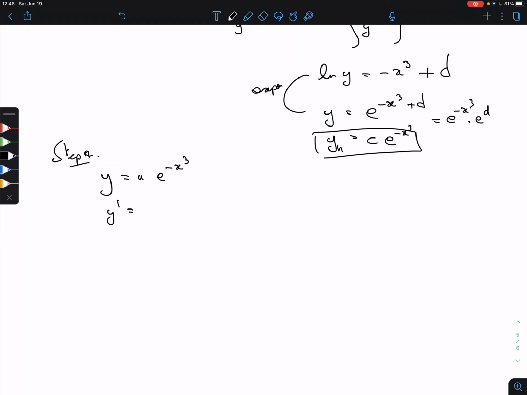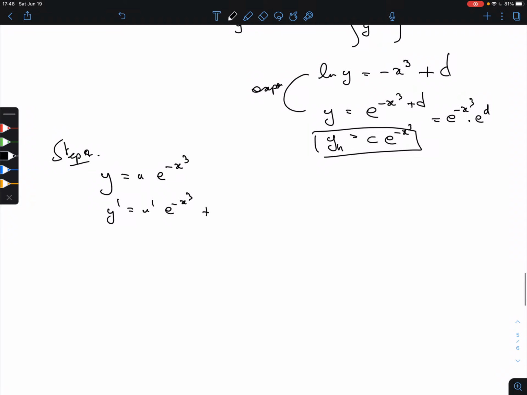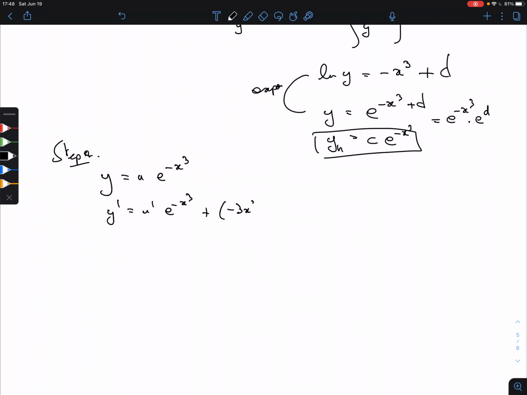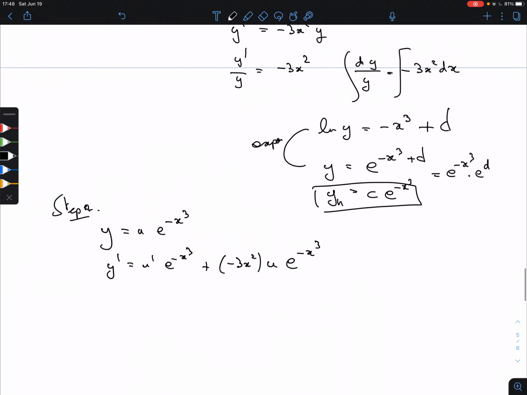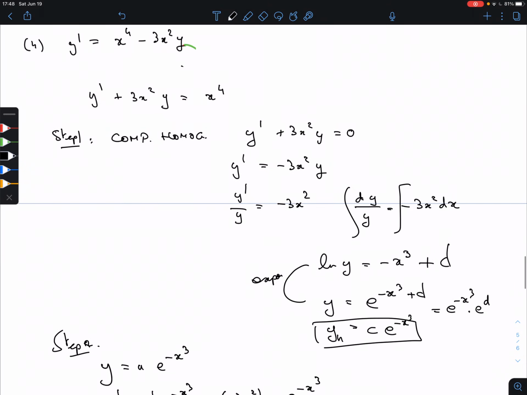That means that y prime is equal to u prime e to the minus x cubed plus, now be careful, there's a chain rule going on here. The derivative of minus x cubed is minus 3x squared. Then u, that's just the first factor. And then we have this guy. And that we plug into what? Well, into the actual equation, the one up here.